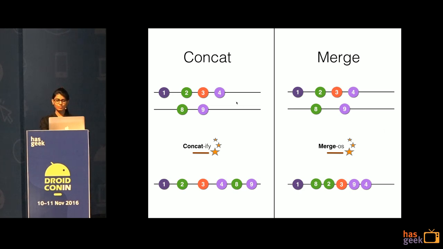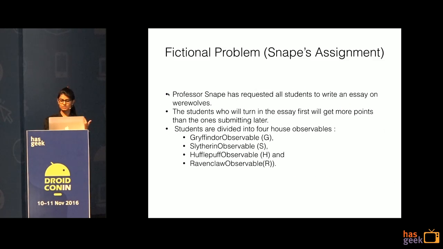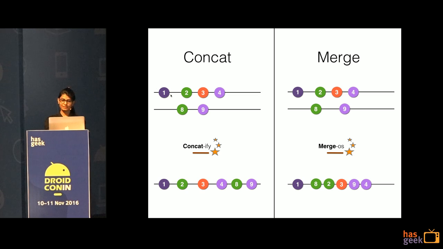So let's take an example. We have two streams emitting integers 1, 2, 3 and 4, and 8 and 9. We apply the concatify operator on it, and as you can see, it will first emit all the items from the first stream and then it will emit the second stream. Whereas merge will emit as and when the items come. So 1 is getting emitted, then as 8 is coming, 8 is getting emitted, and then 2 and so on.